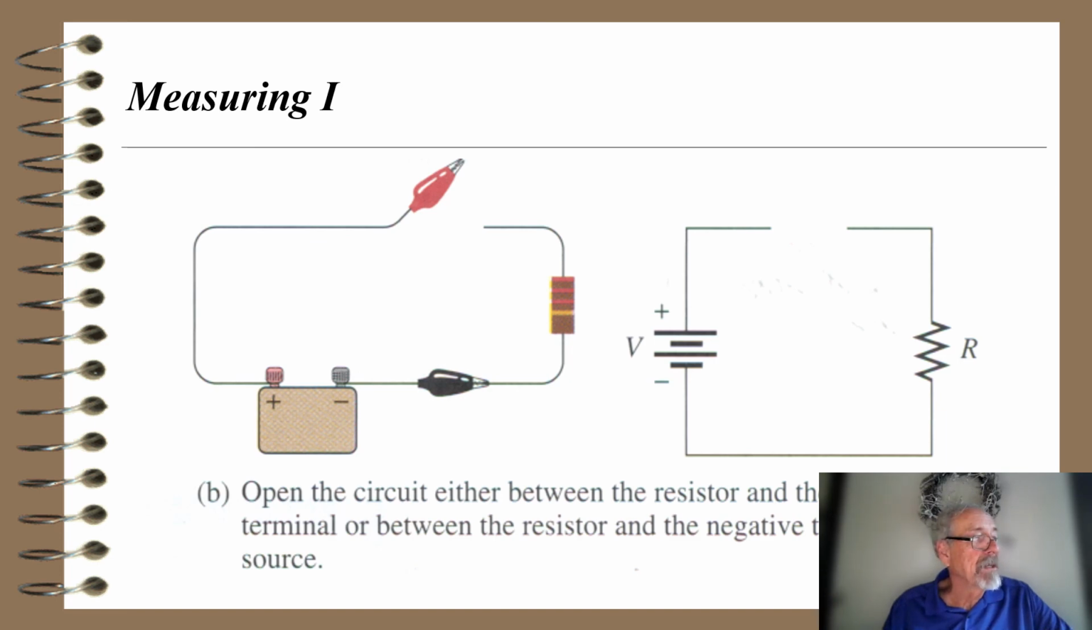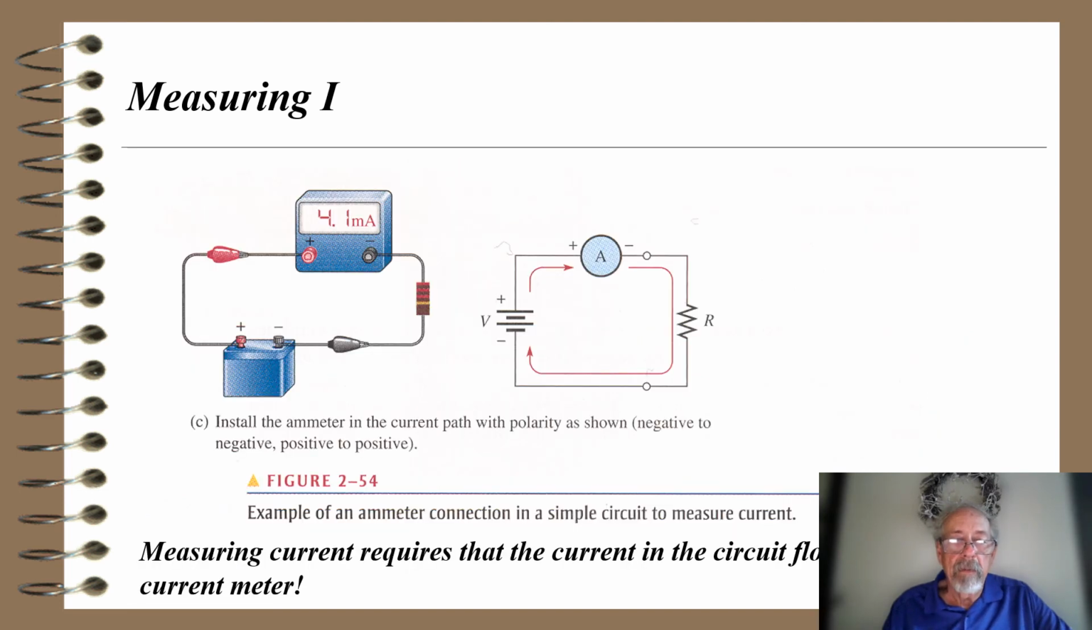And what happens is now I have to put a meter in there. So this shows a graphical diagram where I've broken that circuit. I put the meter into the circuit. To measure current, you must have the current go through the meter. So again, measuring current requires that the current in the circuit flows through the current meter. It's the only way you can measure it.